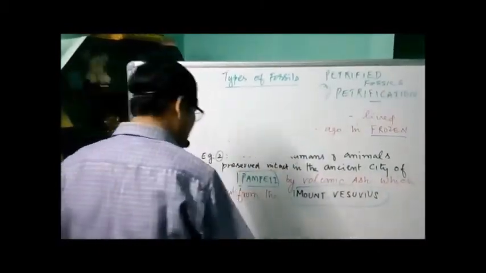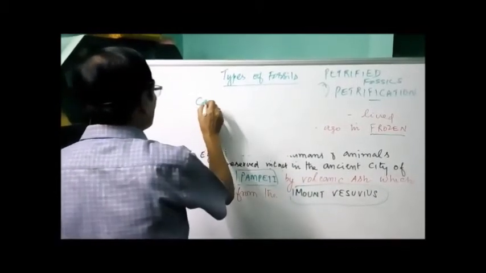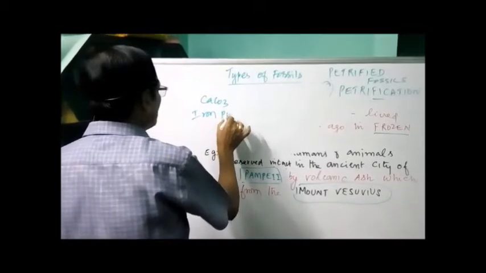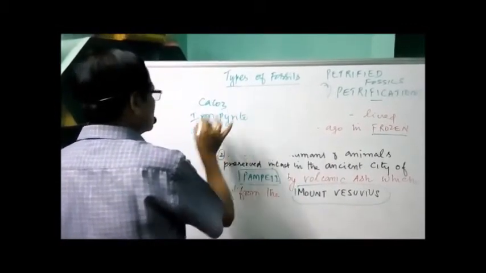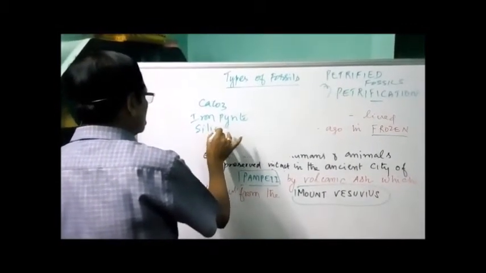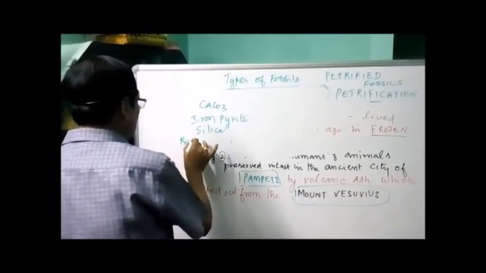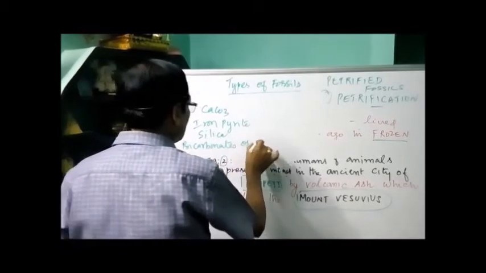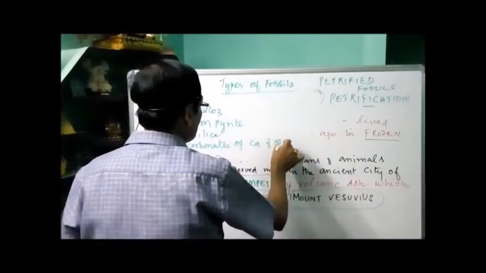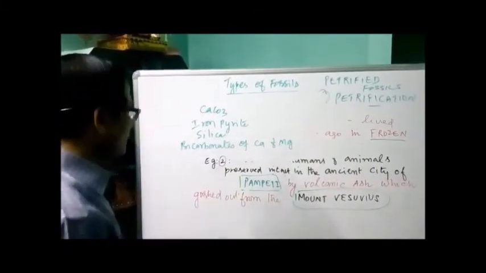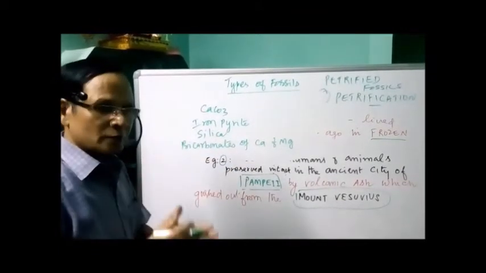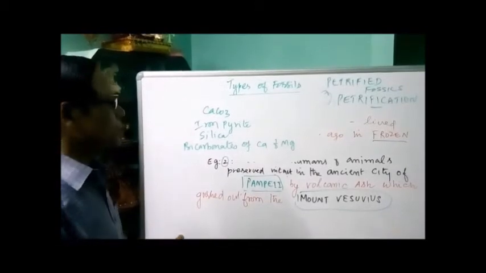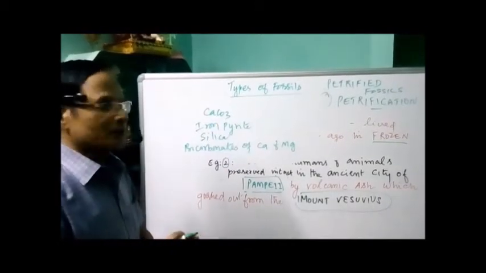1. Calcium carbonate. 2. Iron pyrite, the ore for iron. Then silica, or bicarbonates of calcium and magnesium. This is called double carbonates. So you can say double carbonates of calcium and magnesium. These are the different types of minerals used for petrification.